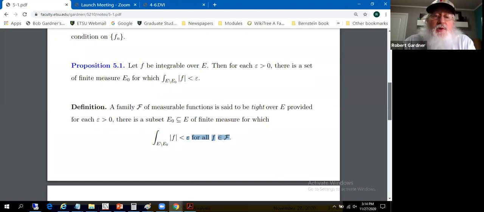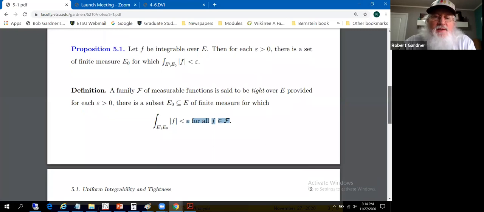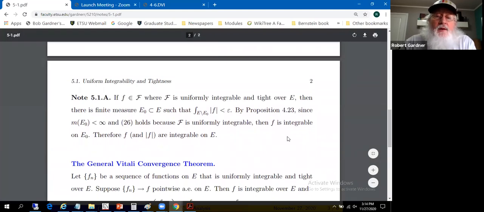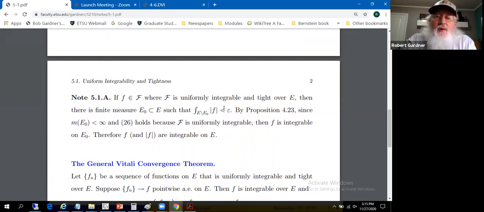And what we're going to do in the generalization of the Vitali convergence theorem is replace the finite measure requirement on set E with a tightness requirement on the sequence of functions. And that'll give us a generalized convergence theorem, the general Vitali convergence theorem. Quick little observation. If we take F to be from a family where that family is uniformly integrable and tight over E, so both uniformly integrable, the integral over a set A of the absolute value of these functions can be made small.